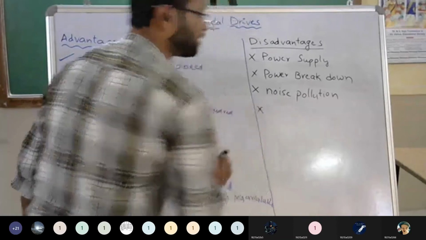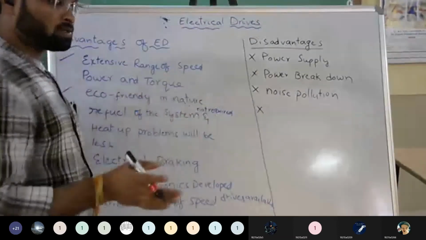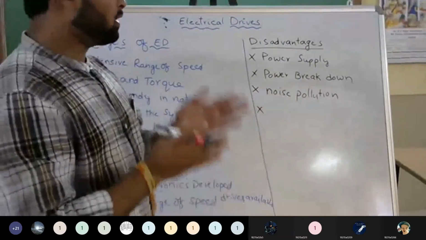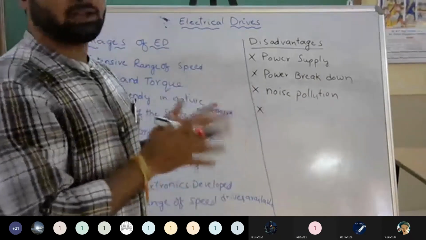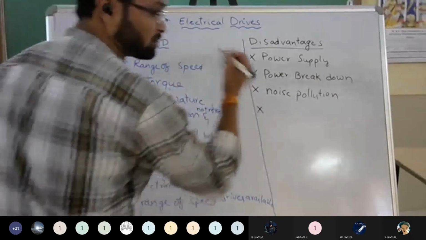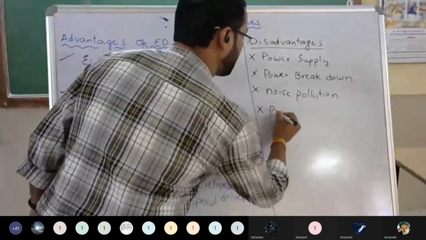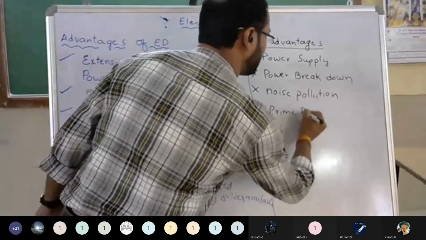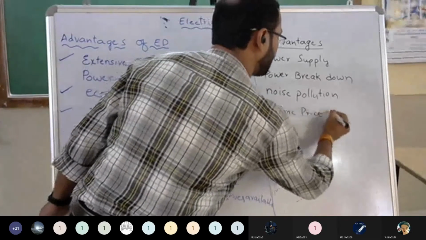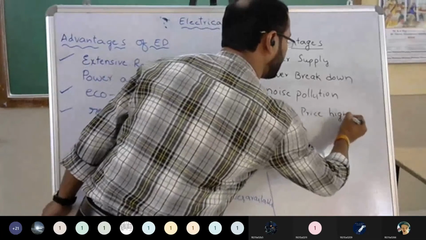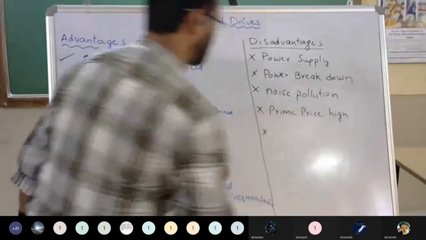And fourth one, prime price. Because if you want to run some motor and everything, whatever price we are giving for the particular drive, the prime price, the starting price, will be high. What else?